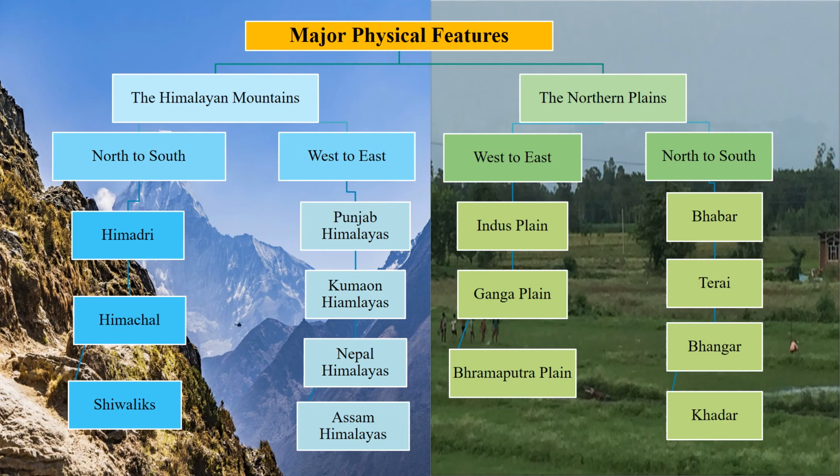In the same way, from north to south, on the basis of difference in the relief feature, we divide the northern plains into Bhabar, Tarai, Bhangar and Khadar. So let's take up all these subdivisions in detail.